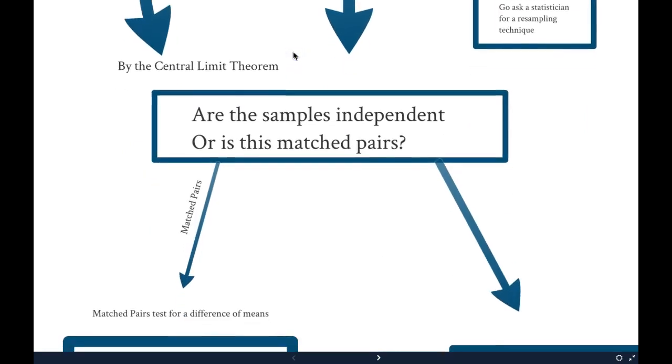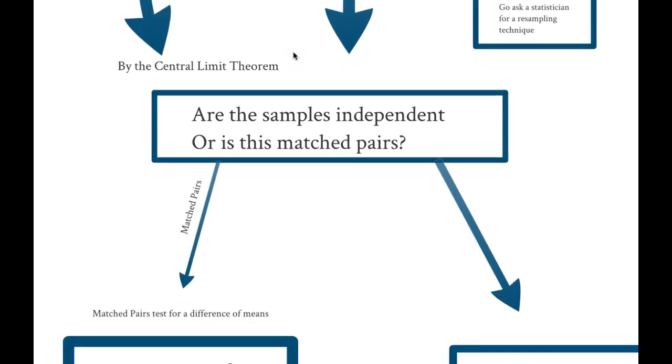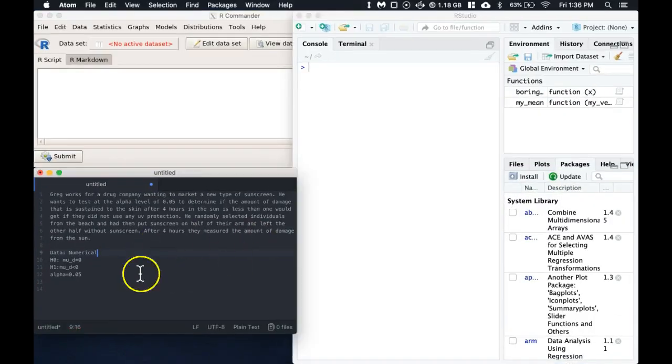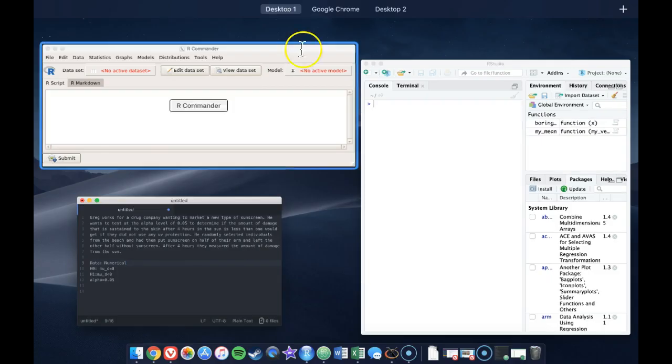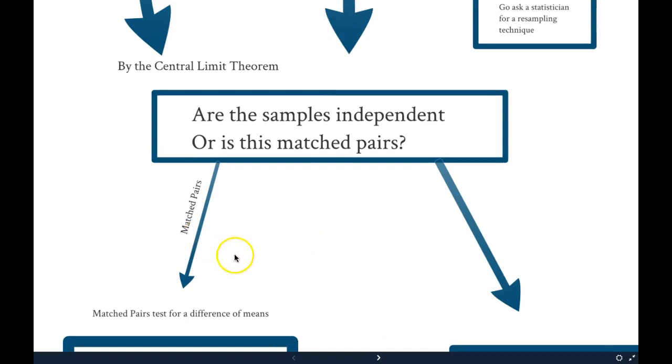And then the question is, is this independent samples or is this matched pairs? This is basically asking, is there some link between these 2 groups? And the answer is yes. We know that because of how the word problem was set up. Let's look at this again. It talked about how he randomly selected individuals from the beach and had them put sunscreen on half of the arm. And then after 4 hours, they measured the amount of damage from the sun on both sides of their arm, on the sunscreen side and the non-sunscreen side. So there's a link between those. One person is actually getting measured twice. They're getting measured for with sunscreen and without sunscreen because they have both of those treatments on each side of their arm. So this is matched pairs.